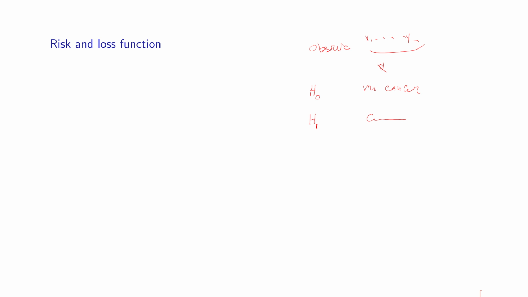So there are four possibilities. One possibility is that really the patient has cancer, and then you detect a cancer, which is a correct detection of cancer. Another case of correct detection is that the patient has no cancer, and you correctly decide that the patient has no cancer. And these two cases are good, and we want to increase the chance of these two cases.